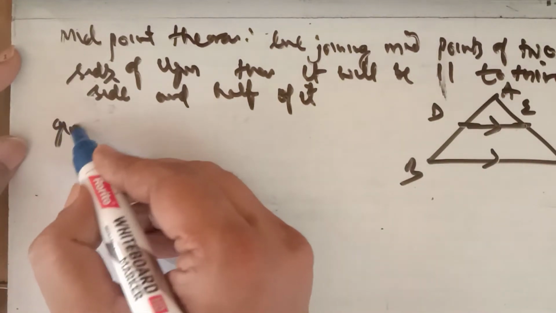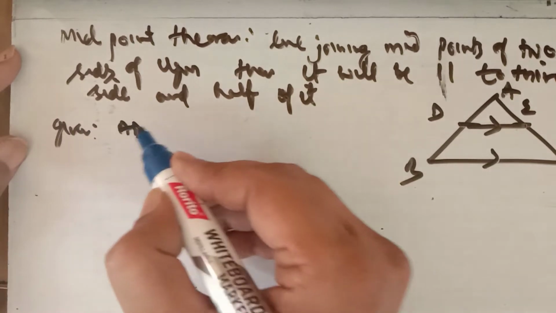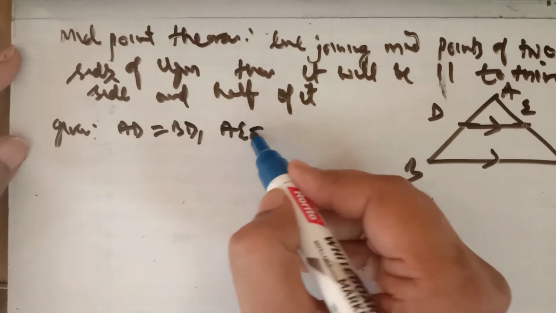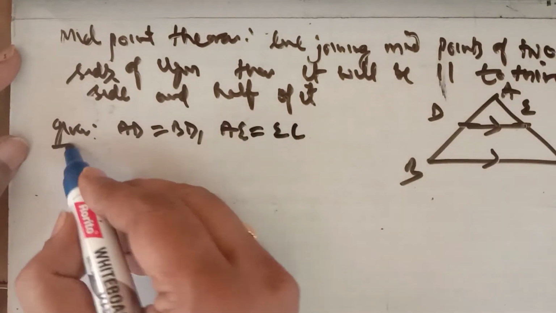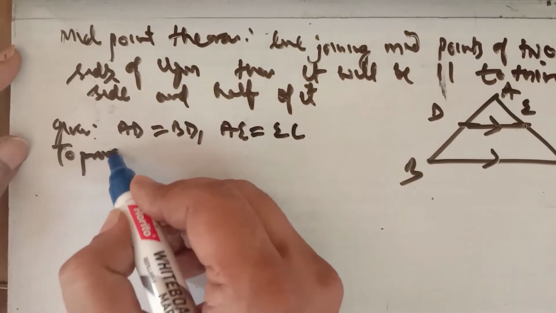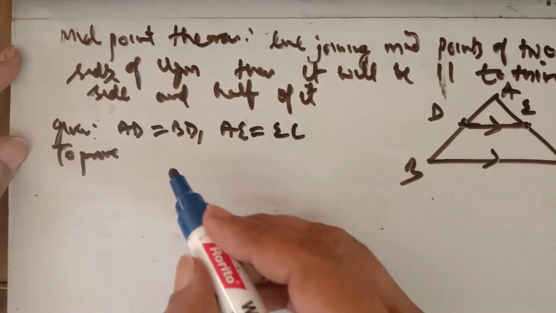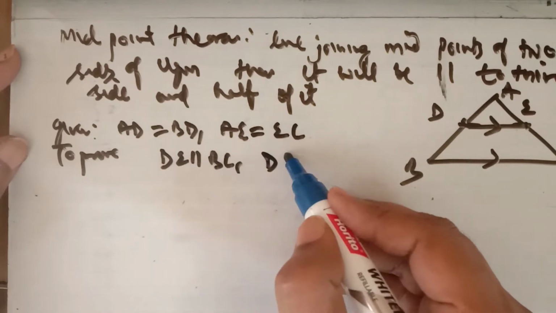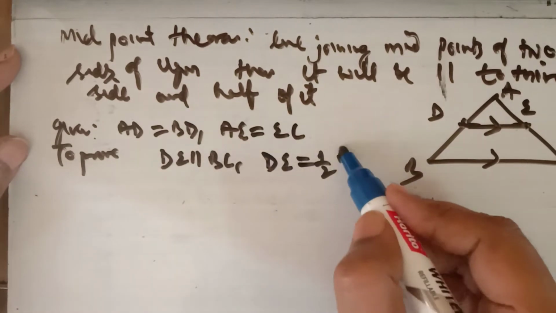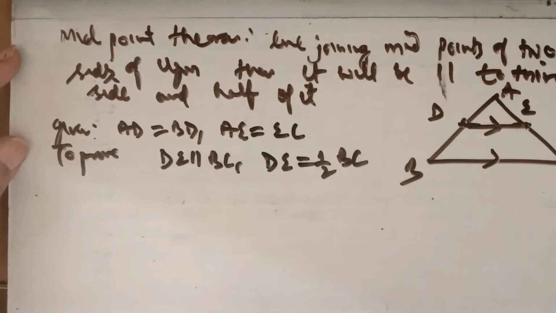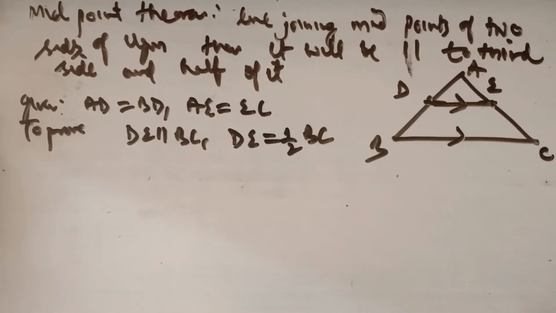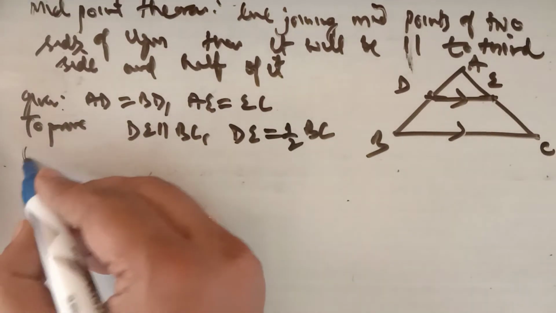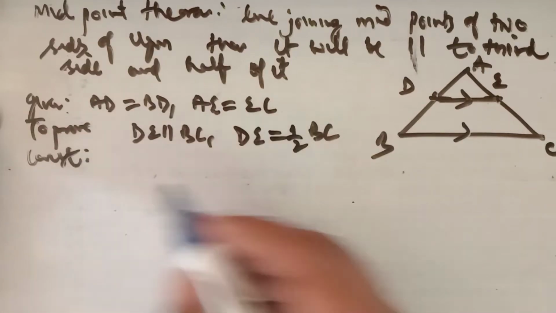So what is given here? It is given that D is the midpoint of AB, that is AD is equal to BD, and AE is equal to EC. Then what you have to prove is that the line segment joining the midpoints of two sides, which is DE, is parallel to BC, and DE is equal to half of BC. This you have to prove. Now to prove it, I have to do a construction here.